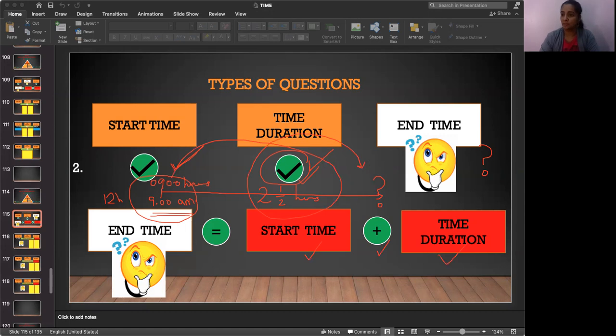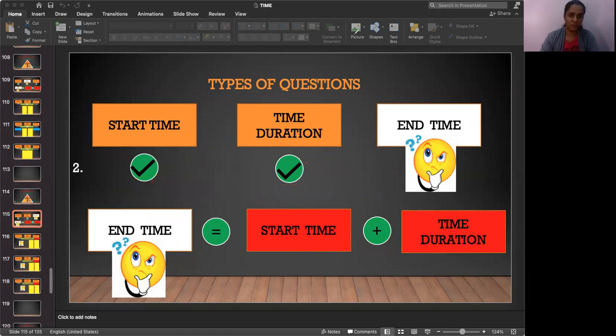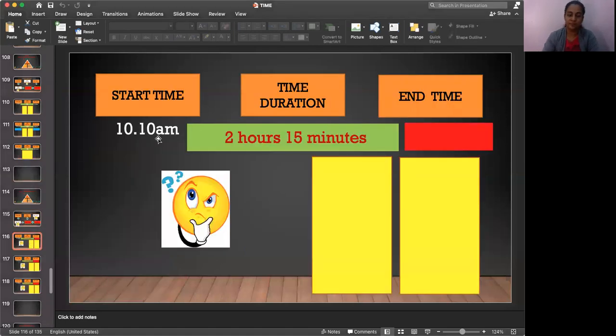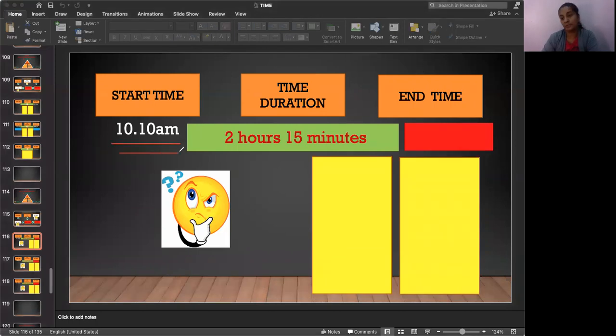So let's look at some questions here. The first question we have here is, an event started at 10:10 in the morning. Now, please note, this is given in the 12-hour system, 10:10 a.m. And the duration was 2 hours and 15 minutes. Now, how do I calculate the end time?